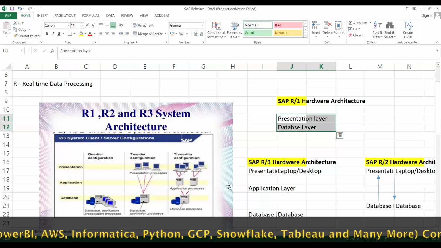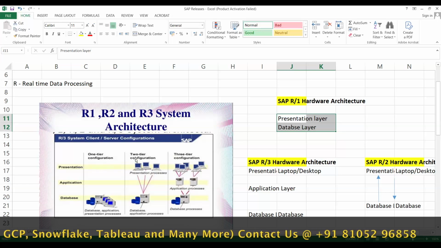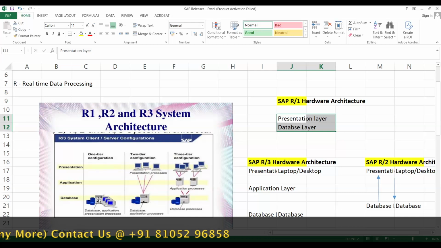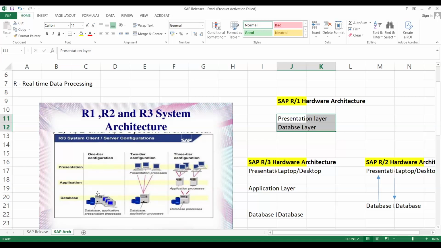Now, what is the difference they have made between R1 and R2? This R2 is called a two-tier configuration. Here, what happened? It became very difficult for a user to store the data in different machines and different databases and to club it. So SAP later introduced SAP R2, wherein they have a common database. The data storage was common, but they introduced different presentation layers. These presentation layers allowed the user to work on different machines. That is, different people were working.